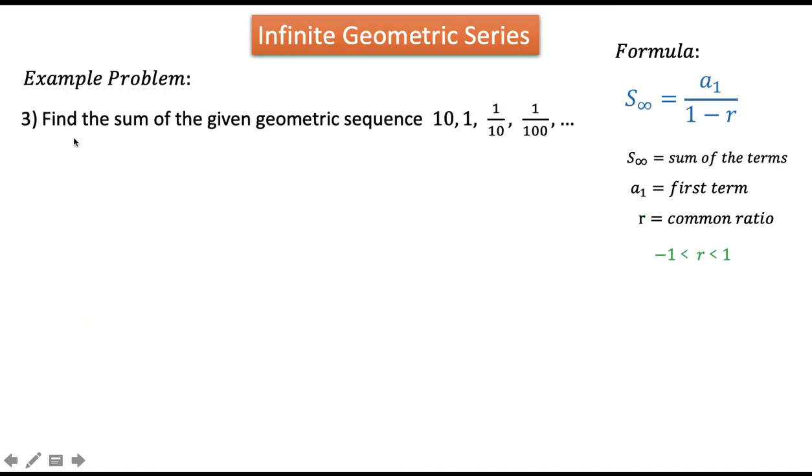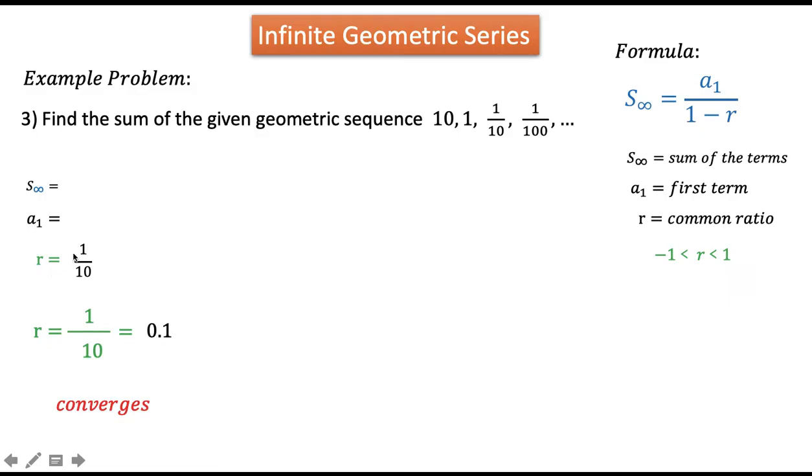In our given number 3, find the sum of the geometric sequence 10, 1, 1/10, 1 over 100, and so on. If we find the ratio in this given, that is the second term 1 divided by the preceding term 10. So our ratio here is 1/10, or 0.1 in decimal. Notice that 0.1 is within the range, so this geometric sequence converges. We can find the sum, or the sum does exist. So we can now continue finding the sum of this infinite geometric sequence.